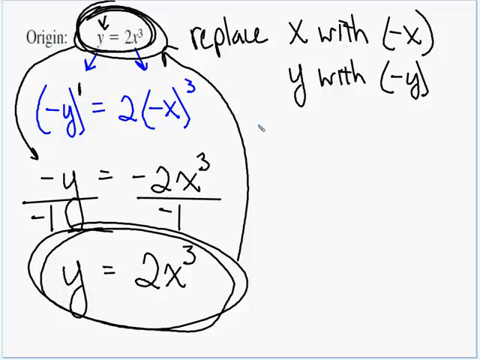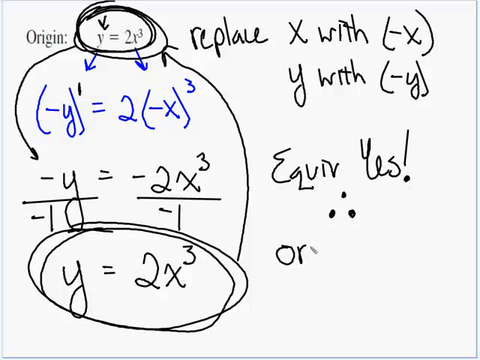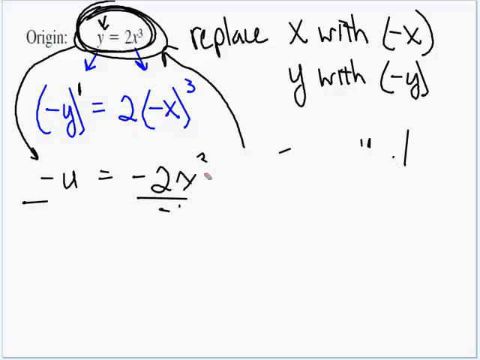So this tells us about the symmetry. We are origin symmetric. So these are equivalent. I'll put a little equivalent yes. And what does that mean? Therefore, origin symmetric or origin symmetry. And there we go. We can test algebraically for x or y-axis and the origin.